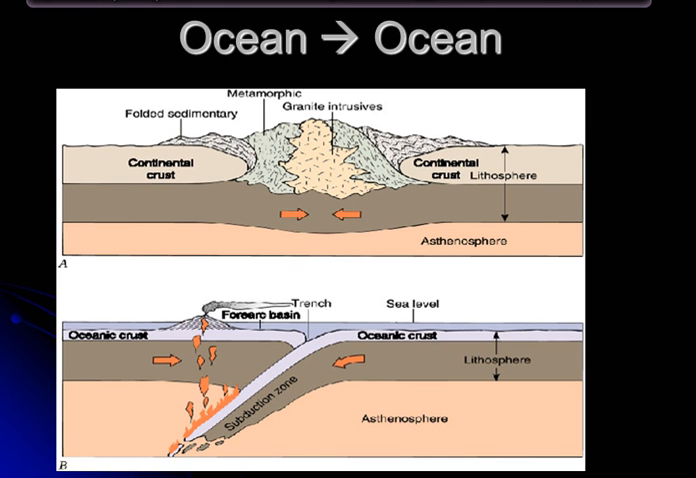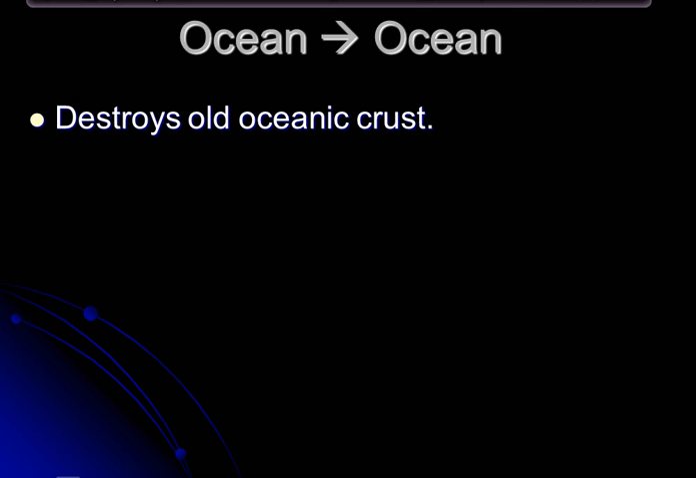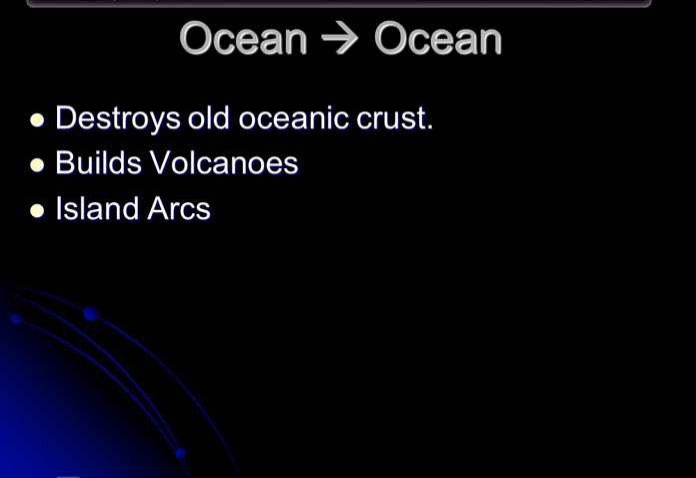Now, when we get ocean to ocean, you basically get the same thing. You got two plates of similar density, and when they collide, you again get things start to build up, but we start to destroy old ocean crust, and volcanoes build now. Because of that, less dense oceanic crust dives down underneath, and as it heats up, it comes back to the surface through various routes. And that's where we get what are called island arcs.